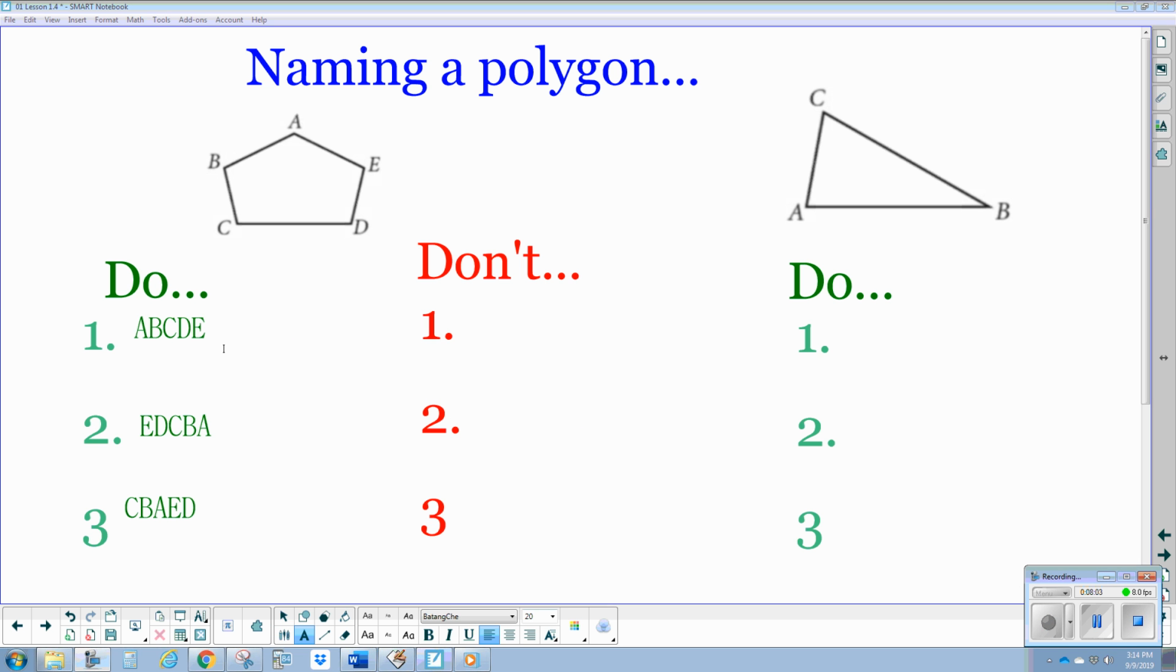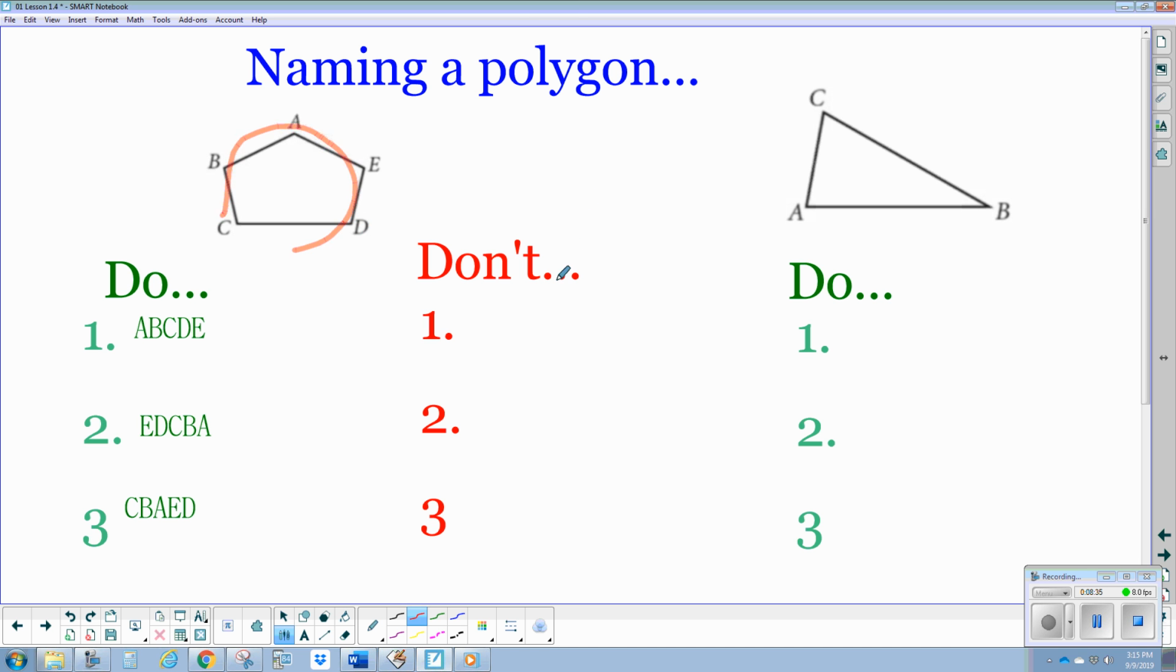Okay, here are a list of appropriate names for this pentagon. We could go counterclockwise: A, B, C, D, E. We could go clockwise: E, D, C, B, A. Or we could start at a different point that's not A or E. In this case, I went clockwise, but you could also go counterclockwise. So I went clockwise to get C, B, A, E, D.